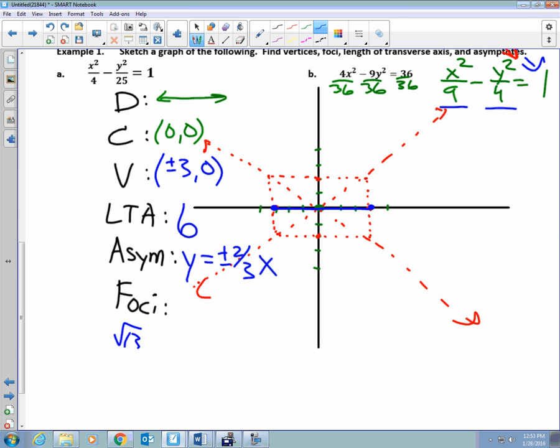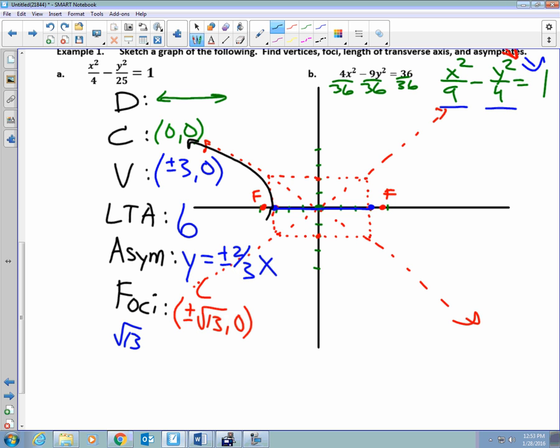So c is the square root of 13, about 3.7, whatever that is, units in the horizontal direction. Plot my foci. And so that would affect the x value: plus or minus the square root of 13, 0. And I should really make my graph.